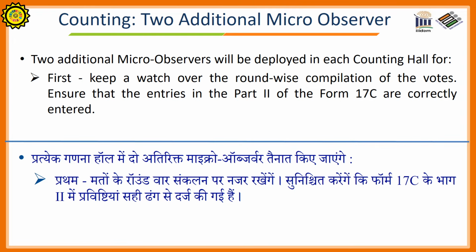Two additional micro observers will be deployed in each counting hall. The first will keep a watch over the round-wise compilation of votes. He or she will ensure that the entries in Part 2 of Form 17C are correctly entered.